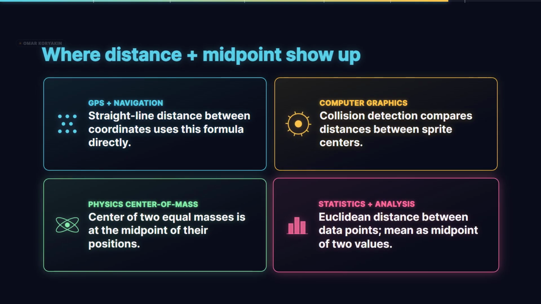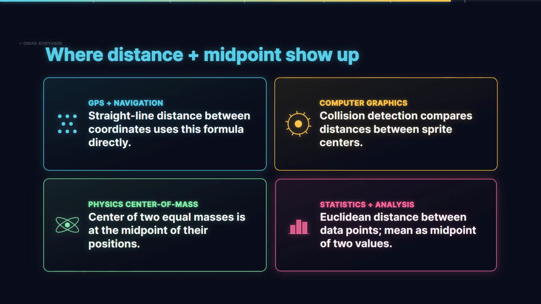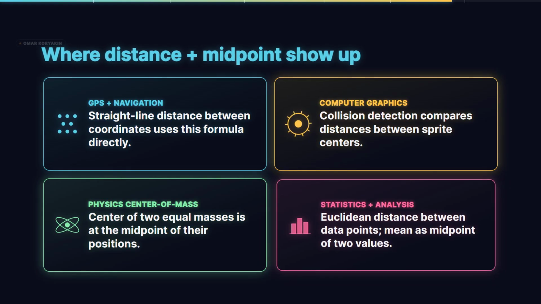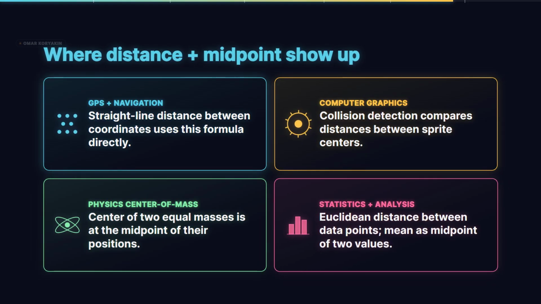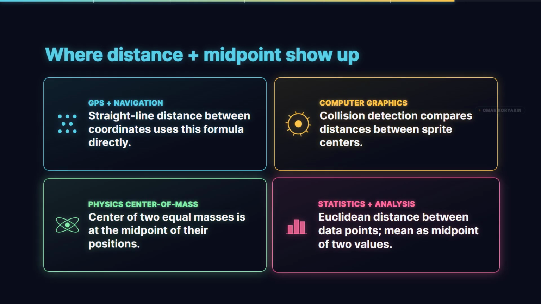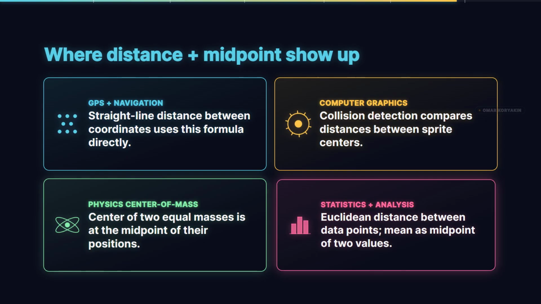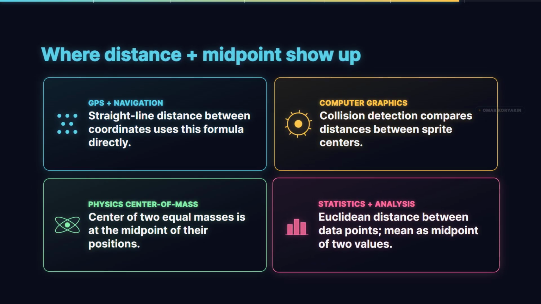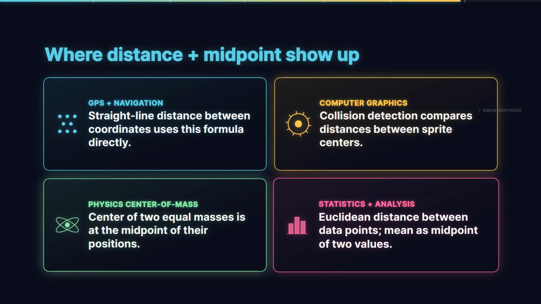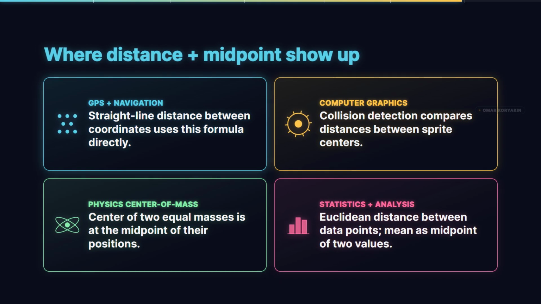In statistics and data analysis, the Euclidean distance between two data points in any number of dimensions is computed by the multidimensional generalization of the distance formula. Cluster analysis, nearest neighbor classification, and similarity scoring all use distance metrics extensively. The mean of two equal weight observations is also the midpoint of their values, an averaging operation that appears everywhere in statistical work. The skills you build today scale across all of modern computing and quantitative work.